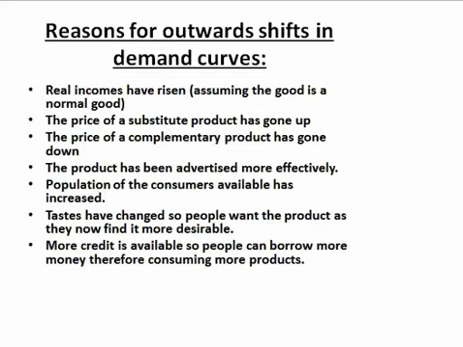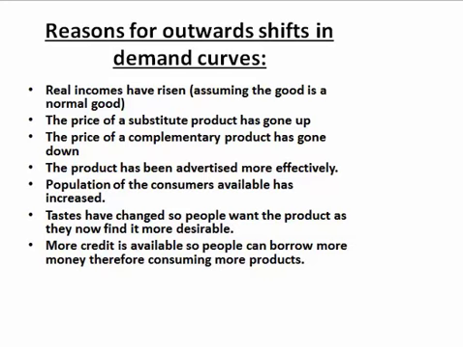Outward shifts in the demand curve can occur because real incomes have risen, assuming that the good is a normal good. The price of a substitute product has gone up. For example, an increase in the market price of coffee should result in a demand for a now relatively cheaper tea product being available, should their unit price remain unchanged. The price of a complementary product has gone down. For example, a falling price of a car may result in the increased consumption of petrol. This is reflected in a shift of the demand curve outwards.